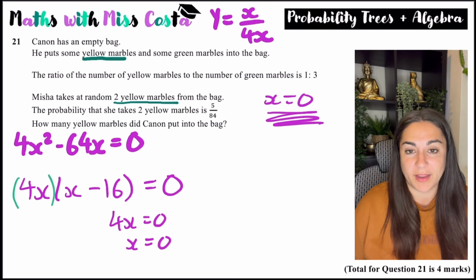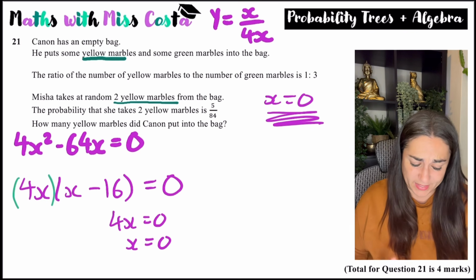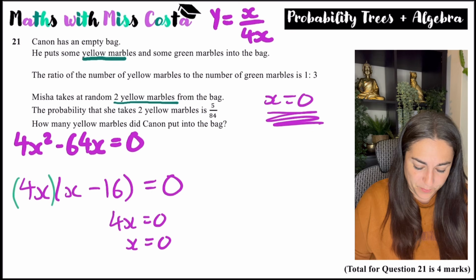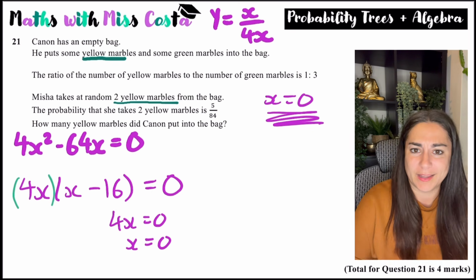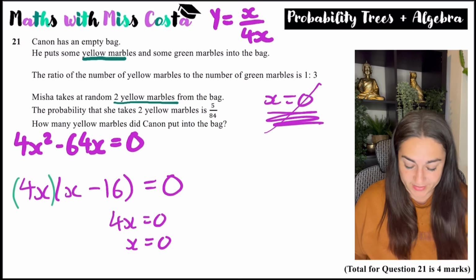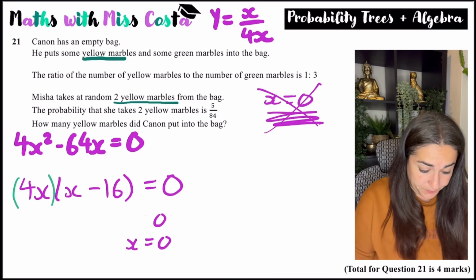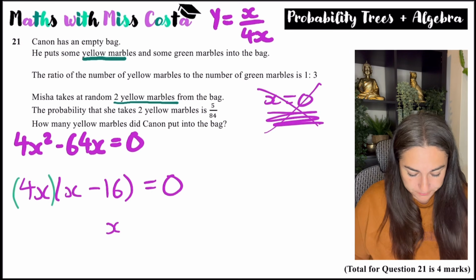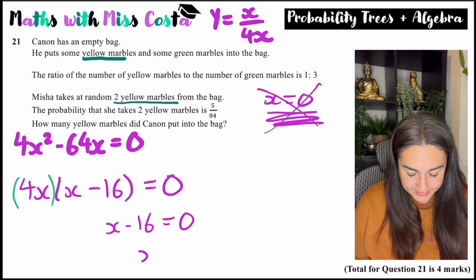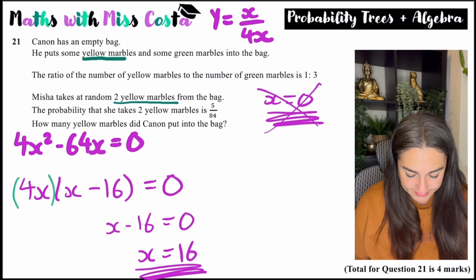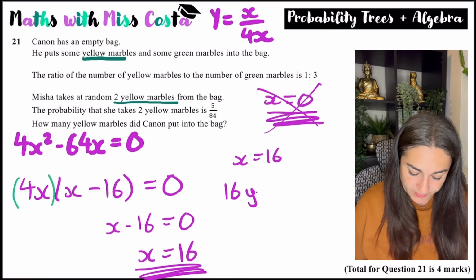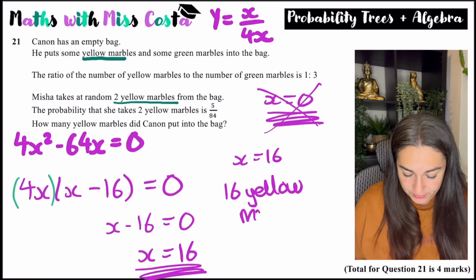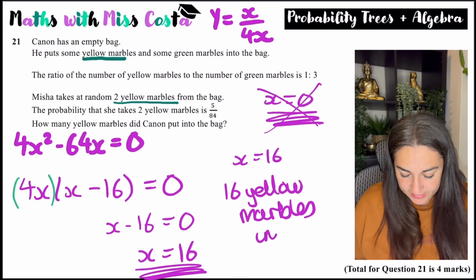Because this is a real life question in a real life context, that doesn't make sense, because could Cannon have put 0 yellow marbles in the bag if the ratio is 1 to 3? No. So we eliminate that, and we try the next one. x minus 16 is 0, so therefore x is 16. So if x is 16, then Cannon put 16 yellow marbles into the bag.